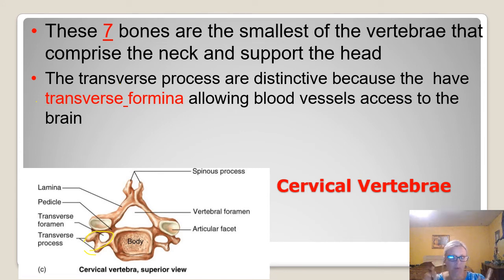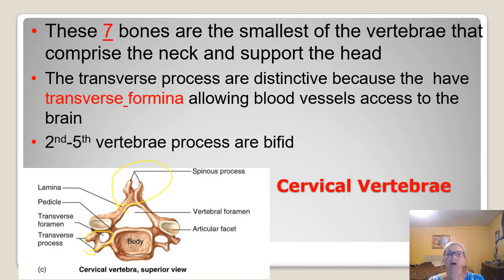That's really important. We want blood flow to get to the brain, right? They have what we call a bifid or forked spinous process here. They are bifid, meaning two-branched. Okay, so they're actually forked on the spinous process. And that's only going to be for the 2nd through the 5th. The atlas and the axis, we will see, have their own special features. Okay, and that's going to be the top 2 vertebrae.